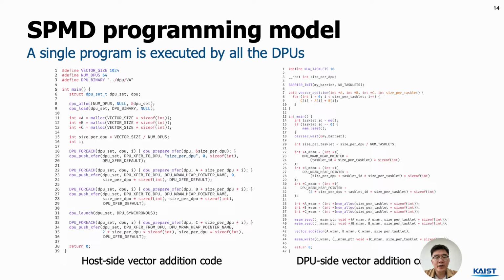Now let's see how we can program this general-purpose PIM hardware by looking at the actual vector addition program. Like GPU programming, we need host-side code and device-side code as well. UPMEM PIM follows single program multiple data, or SPMD, for concurrent thread execution. That means each thread is executed concurrently, working on a different piece of data.